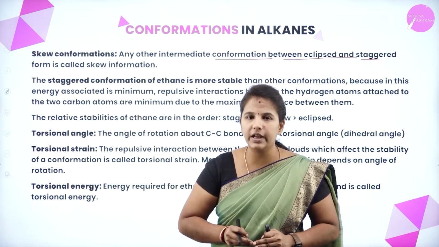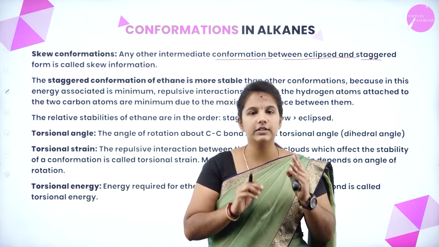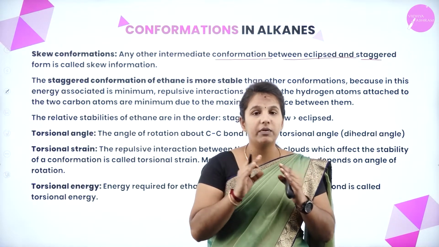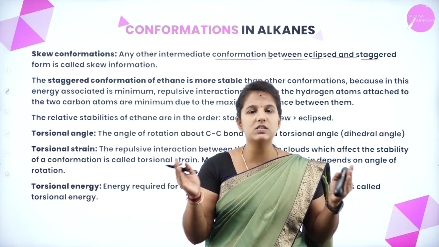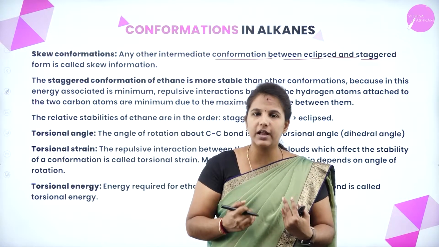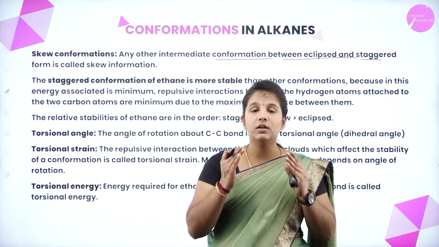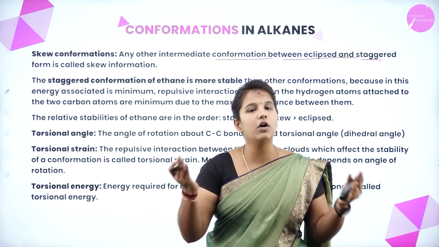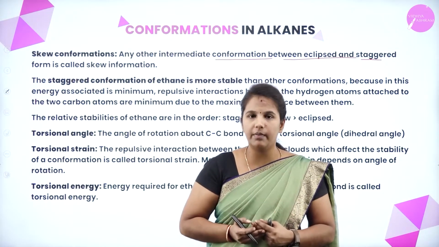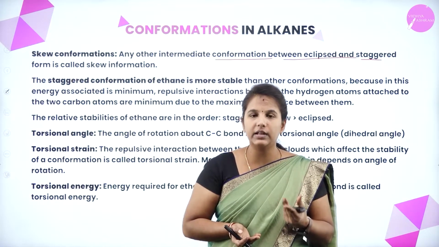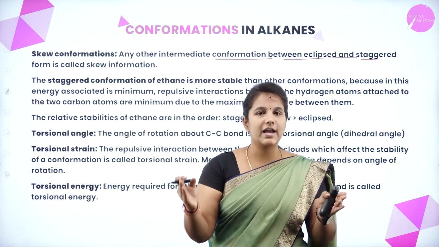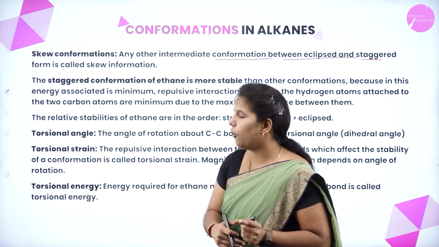So how many conformations are there? There are 3 types. The first one is the eclipsed form, where between the 2 carbon atoms, the hydrogen atoms are very close to each other. Whereas in the staggered form, we have understood that between the 2 carbon atoms, the hydrogen atoms are far away from each other. Whereas in the skew conformation, remember, this is an intermediate conformation which exists between the eclipsed form as well as the staggered form.